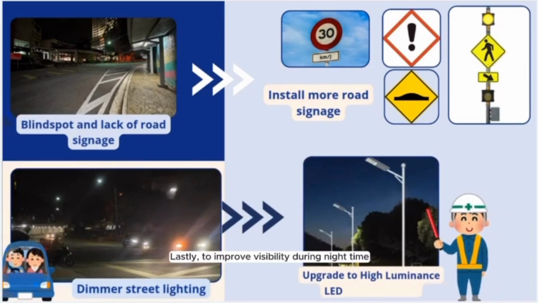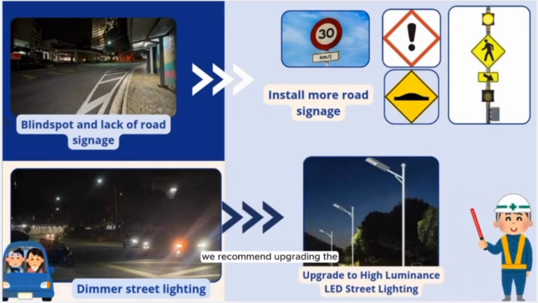Lastly, to improve visibility during nighttime, we recommend upgrading the existing streetlights to high luminance LED lighting with illumination focused on both the hill crest and the pedestrian crossing area. This will improve drivers' visibility as they approach the blind crest, making pedestrians and potential hazards easier to detect earlier. It also enhances overall road safety while providing a more energy-efficient and cost-effective lighting solution.